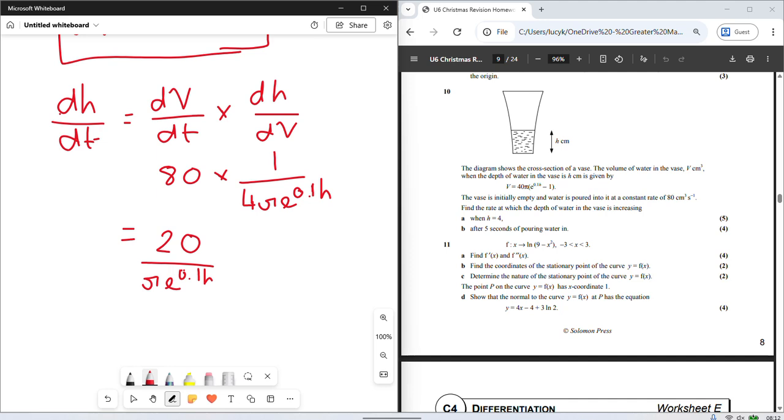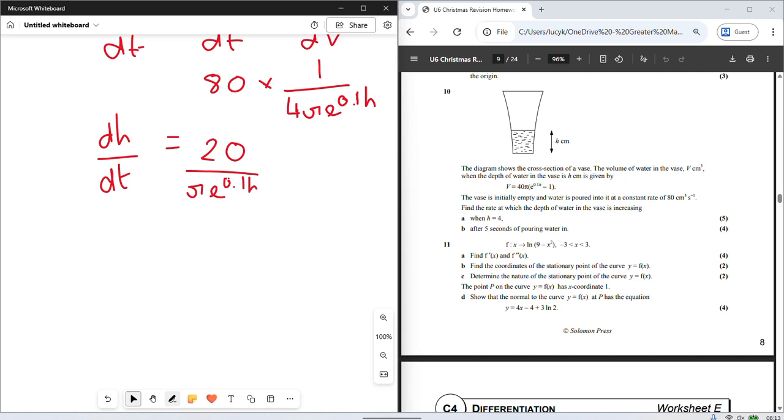So now it's just a case of substituting in, because remember the whole point we're doing this is to try and find the rate at which the depth's increasing when h is 4. So we know this is dh by dt. So let's put in h is equal to 4 now, because that's what we needed.